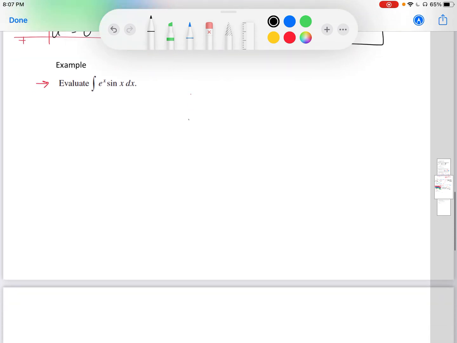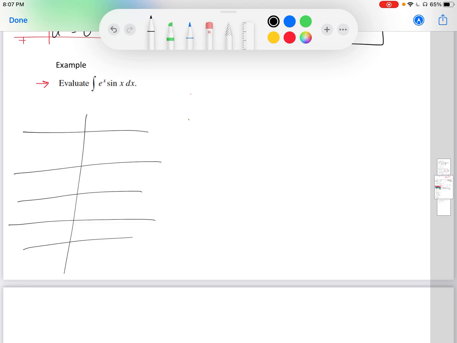Next one. Now this would be a bad example to use the tabular method, but anything else should be fine in case you want to practice that more. The reason you know it's a bad way to use tabular is, let's take a look at it. Let's say we use a derivative of sine and an integral of e to the x.